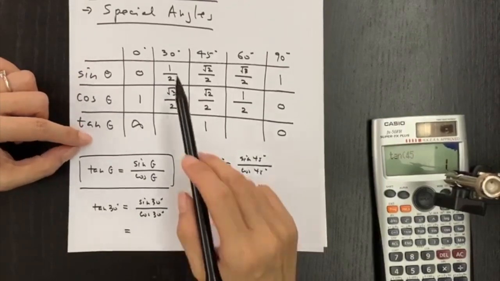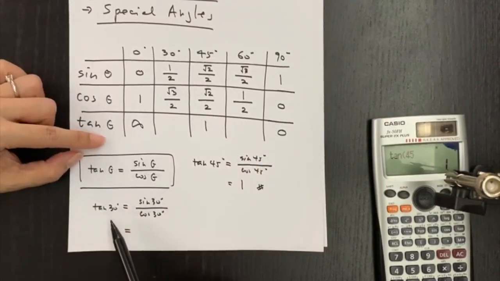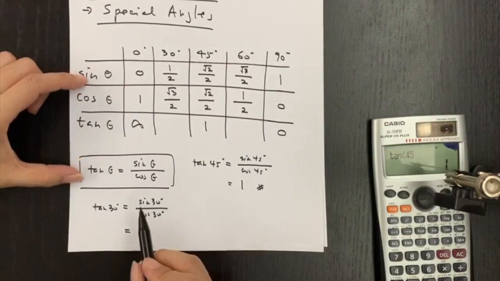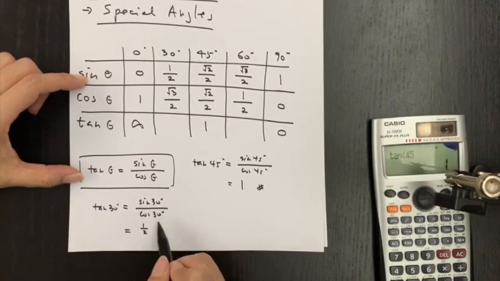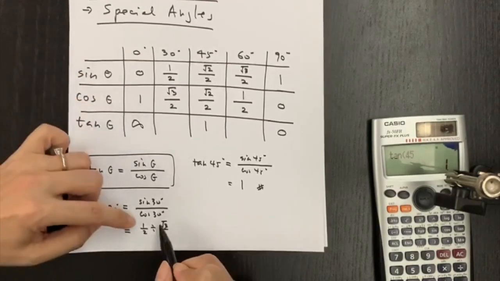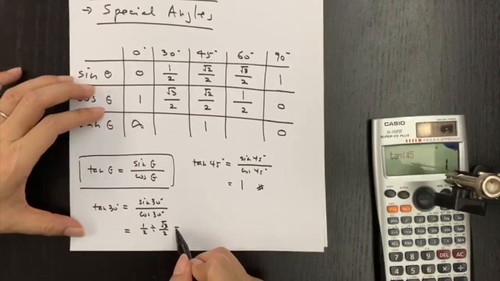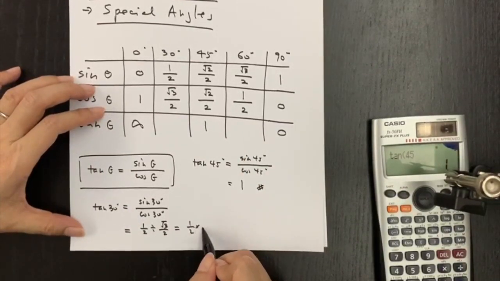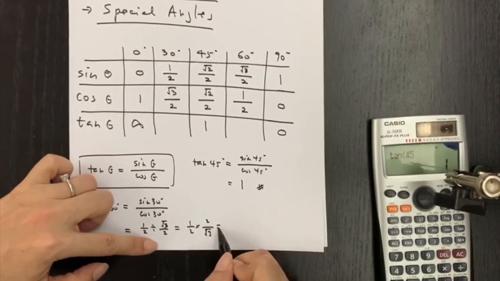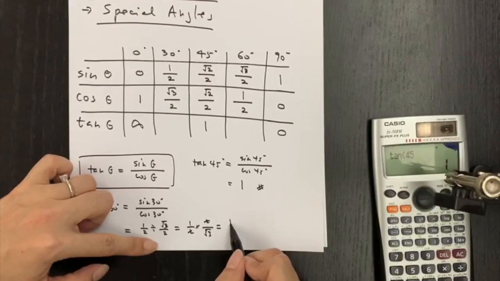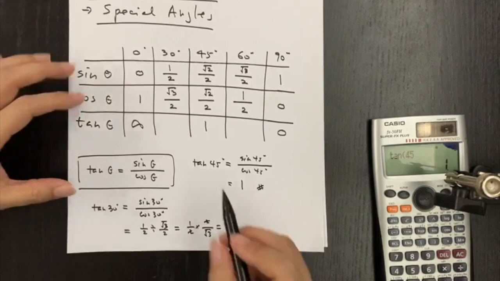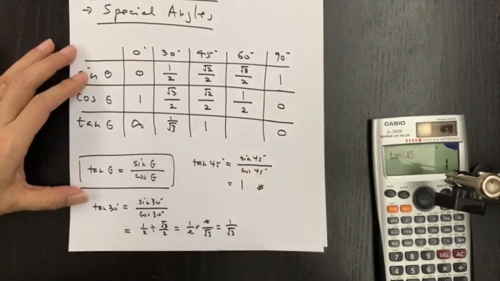Okay, so next we come to 30 degrees. So how about tangent 30? Tangent 30 is same as sine 30 over cosine 30, and sine 30 is 1 over 2, divided by root 3 over 2, that is the value of cosine 30. So I simplify this this way. To flip over this, that is 2, that is root 3. Therefore, I have this cancel out. So that would be 1 over root 3. So tangent 30 is equal to 1 over root 3.